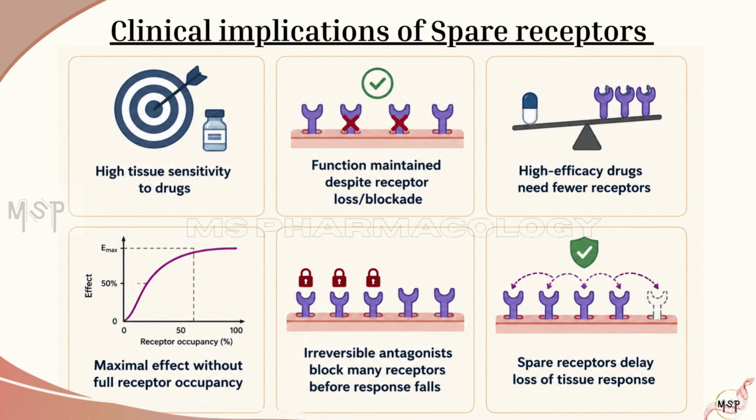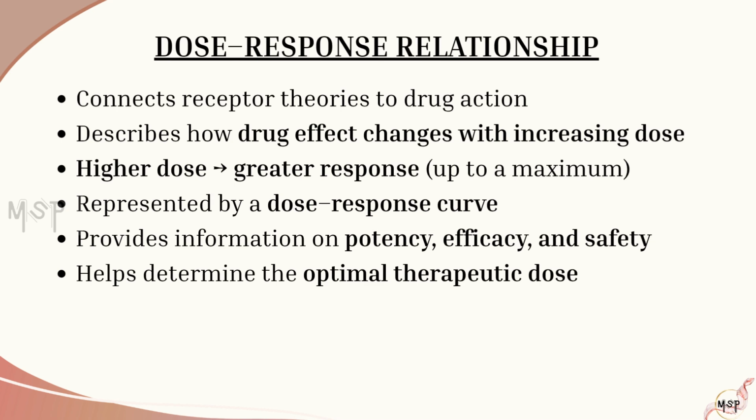Clinically, this tells us that tissues with spare receptors are highly sensitive to drugs. It also means the tissue can continue functioning normally even if some receptors are blocked or destroyed. Another important implication is that high-efficacy drugs require fewer receptors to produce maximal effects. That is why irreversible antagonists may block many receptors before we actually see a reduction in tissue response, because spare receptors are still available. Now, all these receptor theories connect to one important concept: the dose-response relationship.